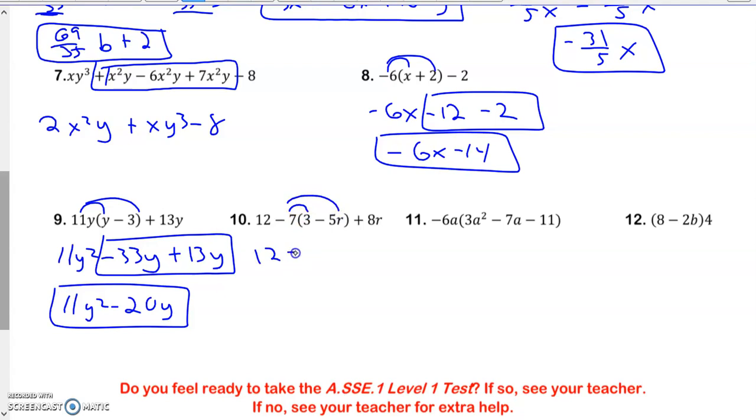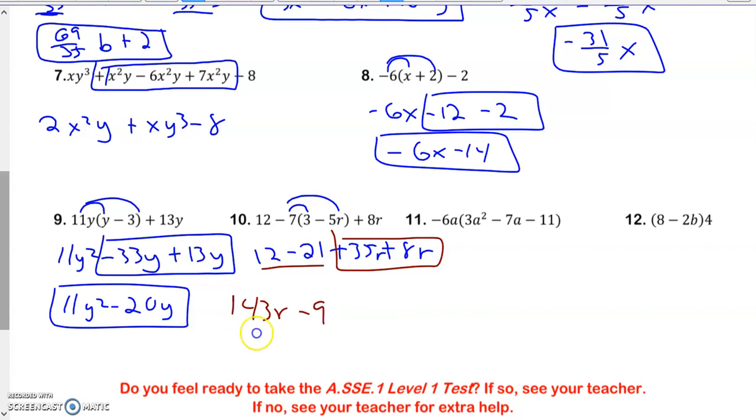Taking a look at this one, I'm going to distribute. So I get a 12 minus 21 plus 7 times 5 is 35. Two negatives make a positive 8r. This is 35r. Then I'm going to need to combine like terms. I'm going to put the r's first. So 35 plus 8 is 43r. And then I'm going to combine these two. And 12 minus 21 is a minus 9.